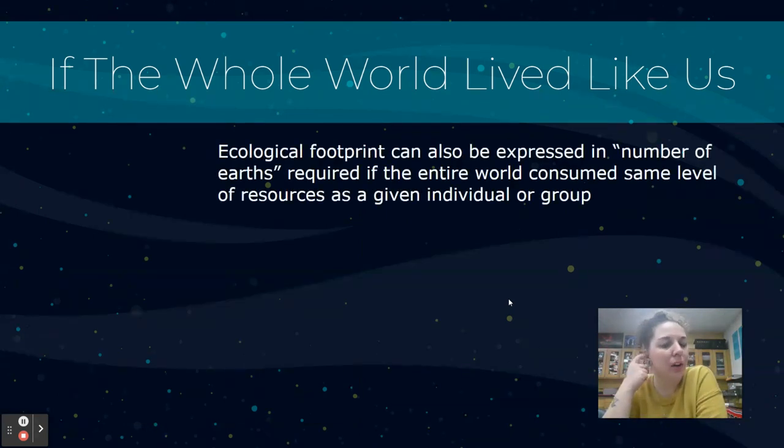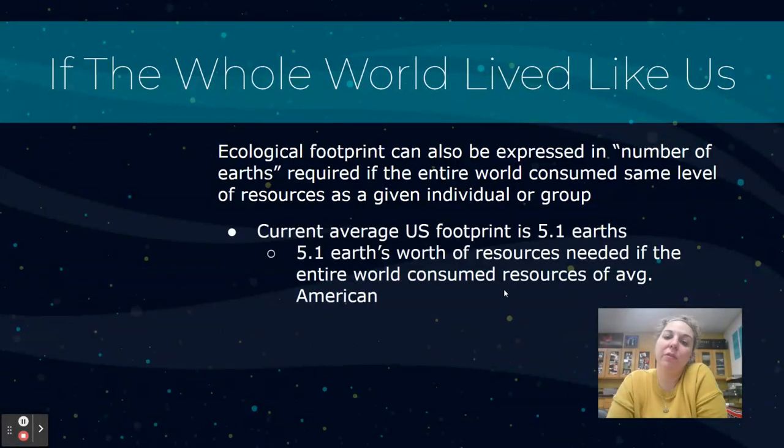So when we look at the ecological footprint, we can also look at it in terms of number of Earths. That means how many Earths would be required if everybody in the world consumed the same level of resources as any one given individual or group. The current average footprint in the United States is 5.1 Earths. So if everyone in the world lived like people here in the United States, we would need resources from over 5 Earths to be sustainable. We would use that much material if everybody lived like we do.